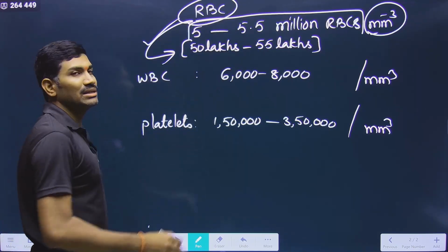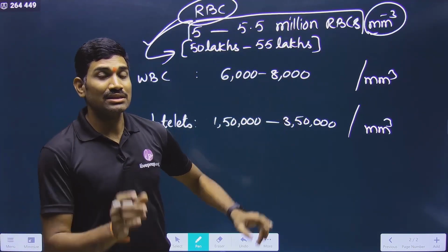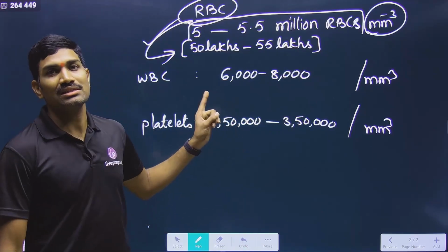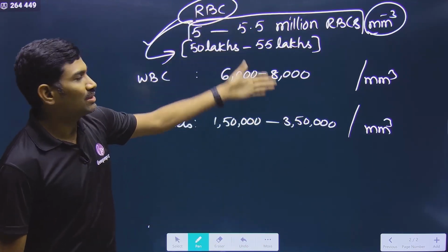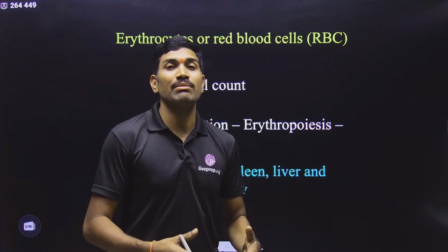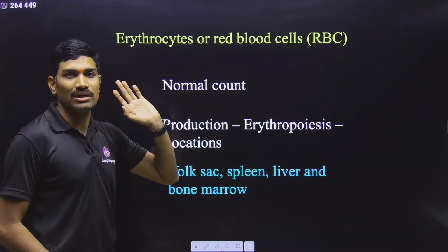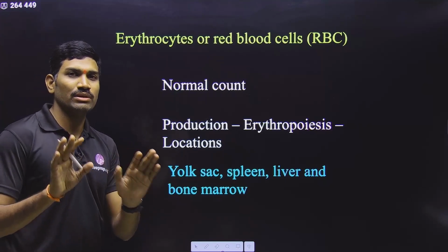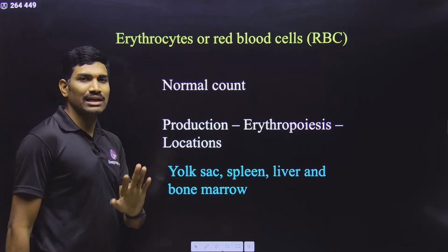RBCs are the most abundant cells within the blood. The term most abundant they have used in the NCERT. So please understand this. This is what the general comparison is. Number wise, RBCs are the most abundant cells present in the human blood. This information we are studying for human only. Please understand. This is about the normal count.